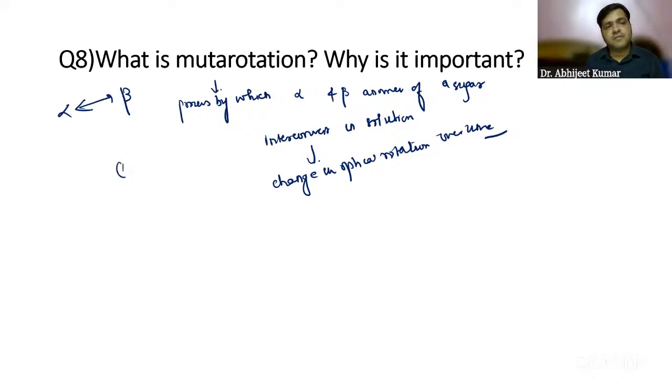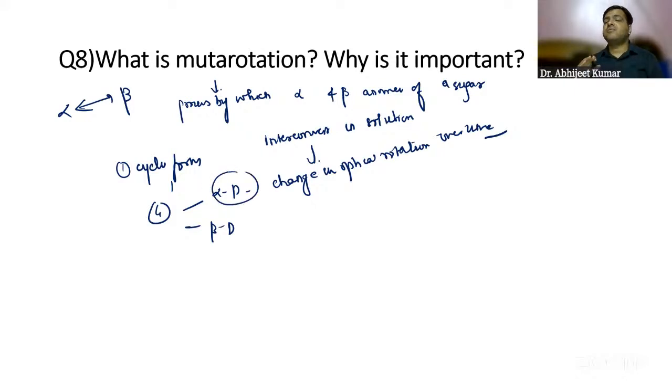For example, if I'm talking about the cyclic forms, guys, glucose, you already know, can exist as alpha-D-glucose and as beta-D-glucose. When I say alpha-D-glucose, you already know the hydroxyl group on the anomeric carbon is below the plane of the ring, and in beta it is above the plane of the ring. Or they can also exist in the open chain form, like glucose, you already know.